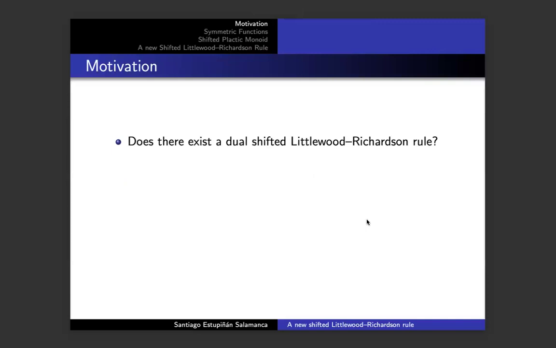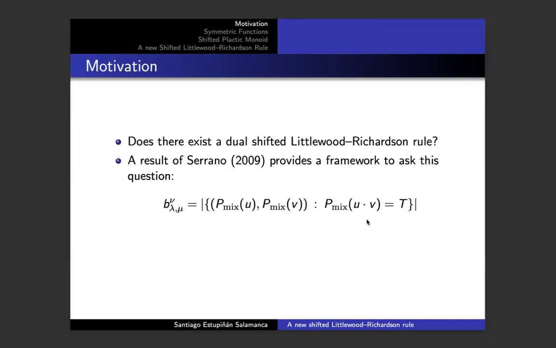Now, I want to think of the orthogonal Grassmannian, and in this case, a result of Serrano provides a framework to ask a very similar question. So once again, I can count the coefficients appearing in the cohomology by thinking of all tableaux obtained from mixed insertion. This is not Sagan-Worley insertion, but a different insertion that is available in the shifted setting. And I want to think of those tableaux that can be written as the mixed insertion of a certain word, such that when concatenated, they are equal to a fixed target.